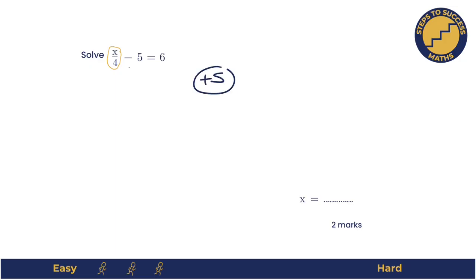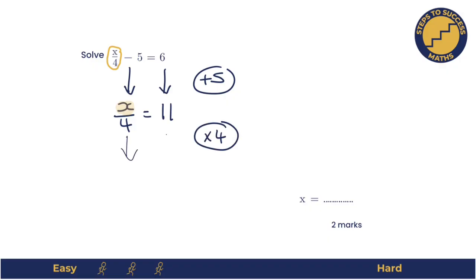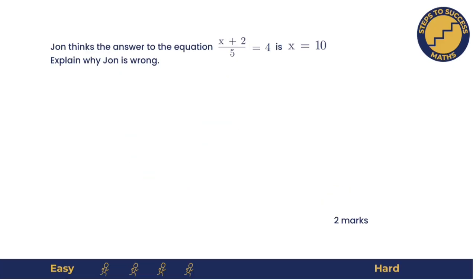So using our train tracks, we're going to add 5 to both sides of the equation, leaving us with x over 4, or x divided by 4, is equal to 6 plus 5, which is equal to 11. Okay, so remember this line means x divided by 4, and the opposite of divide is times 4. So we're going to times both sides by 4, giving us x equals 11 times 4, which is 44. So x equals 44.